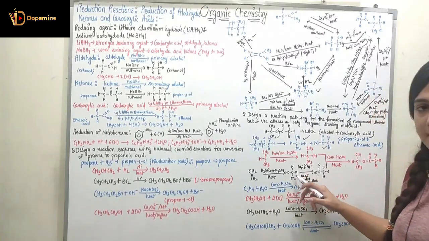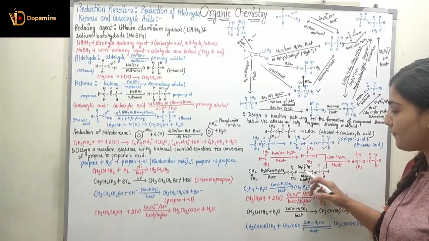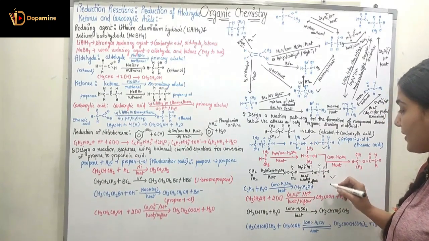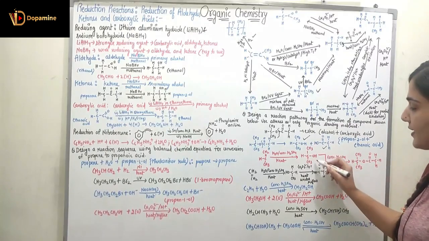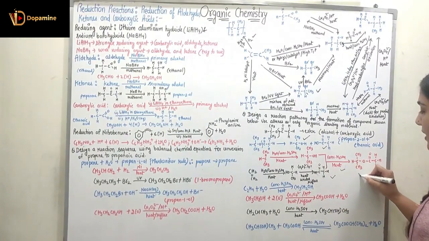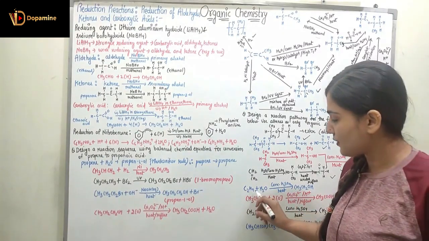Now this is my ethanol. Ethanol is then oxidized in the presence of Cr2O7 2- and H+ and heat under reflux to form the ethanoic acid. Now this ethanoic acid and propan-2-ol are passed through concentrated H2SO4 and heat to form this ester. So here let's understand the various reactions.